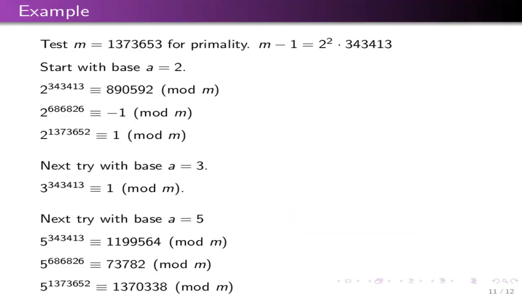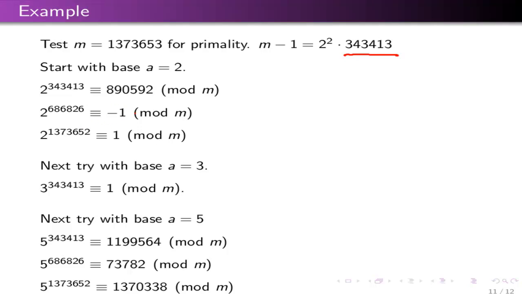Next example, 1,373,653. So m minus 1 is 2 squared times 343,413. So again, I'll start with base 2. I calculate 2 to this value right here, and that comes out to be 890,592. Square both sides, and I get negative 1.